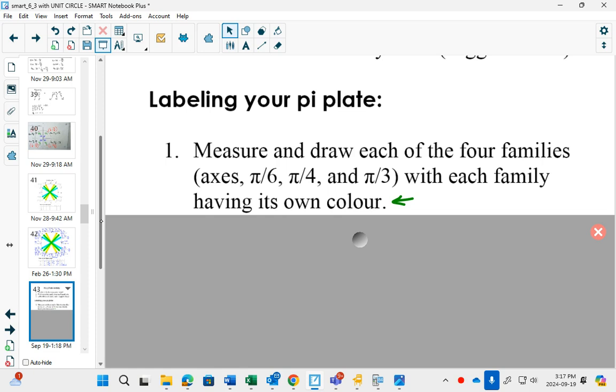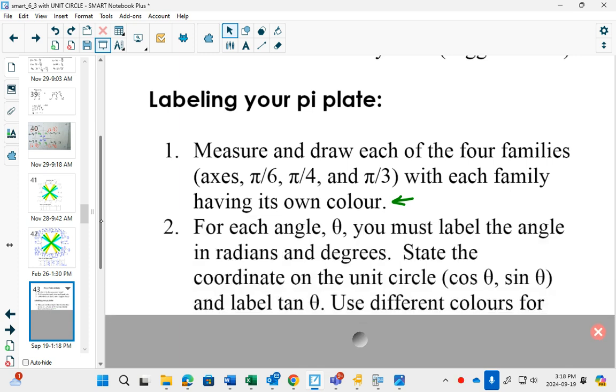Don't own one? They exist on the internet, and a print button makes them, or you can borrow one from me. Take a protractor and from your center, measure out 30 degrees, 45 degrees, and 60 degrees. Draw your lines all the way straight through to make your families. Each family is going to have its own colors. So here we've got a blue, a green, and a purple for the families.